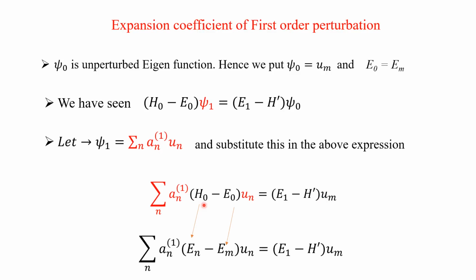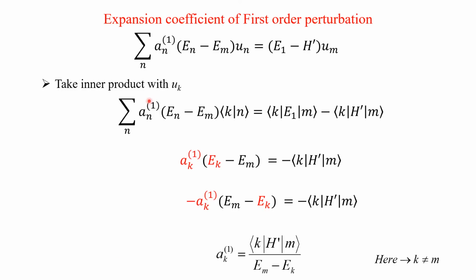Here, one simple concept is, if H naught, the unperturbed Hamiltonian, acts on the wave function u_n, it gives an energy eigenvalue E_n. So I have replaced H naught by E_n. Already we have seen E naught, the initial energy eigenvalue, is Em. Remaining things I am keeping as they are. Now we have arrived at this expression: summation over n of a_n^(1) (E_n minus E_m) u_n, which is equal to (E1 minus H prime) u_m.